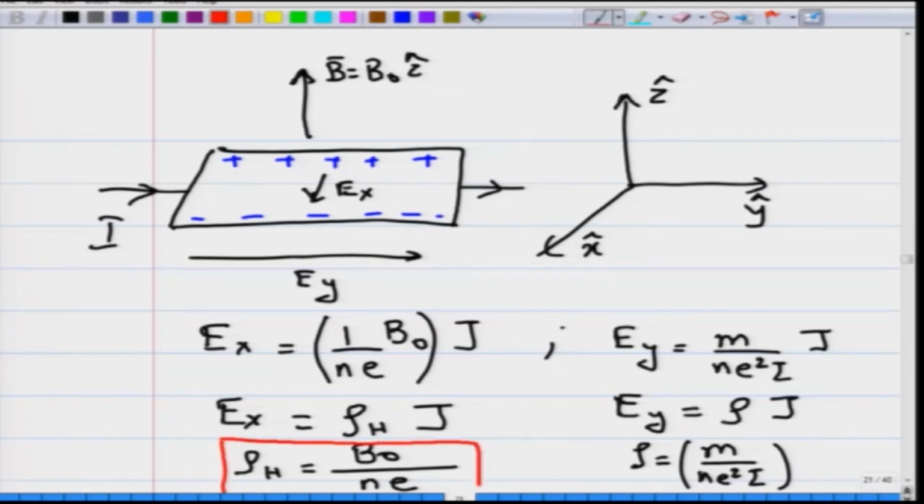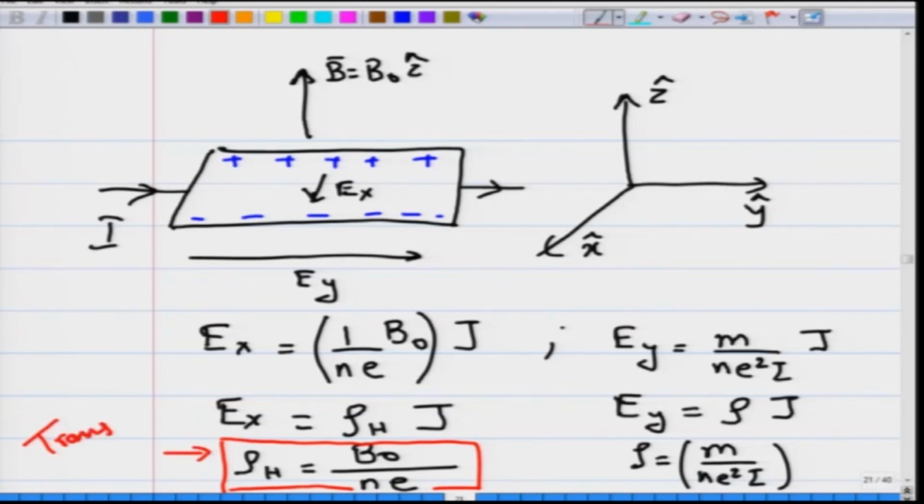You get a very important result that the Hall resistivity, which is acting along the direction perpendicular to the flow of current, is proportional to the applied magnetic field and inversely proportional to the density of electrons and the charge of the electron. The other is the longitudinal conductivity. This is called the longitudinal conductivity, this is called the transverse conductivity. The longitudinal conductivity is the Drude's conductivity along the direction of flow of current, and the transverse conductivity, perpendicular to the flow of current, is the Hall conductivity.